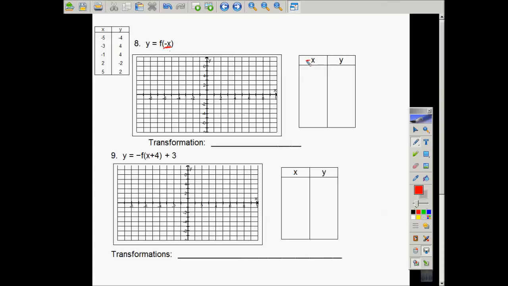So instead of a -5, it's a 1. Instead of a -3, it's a 3. Instead of a -2, it's a -1. Ooh, I skipped. My bad. It's a 1, -2, -5.